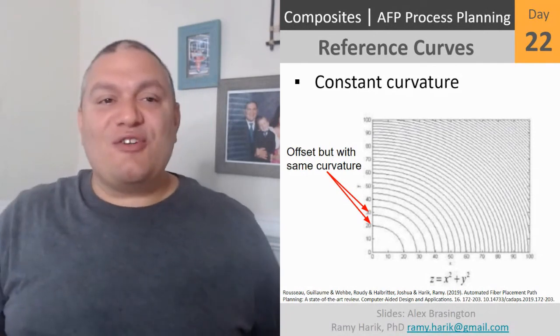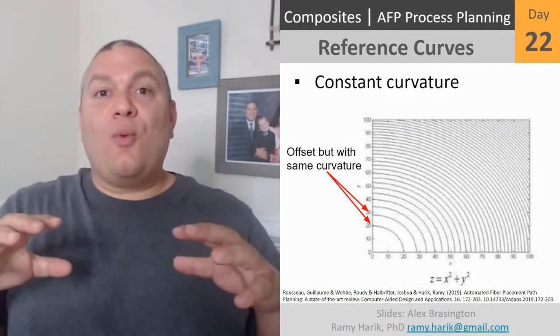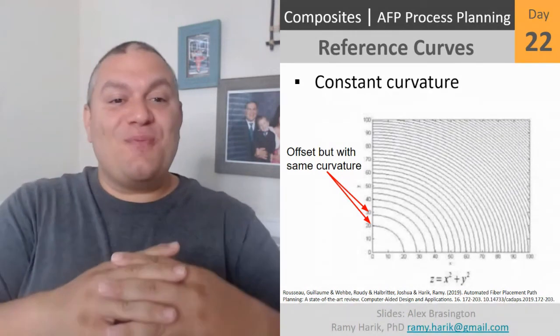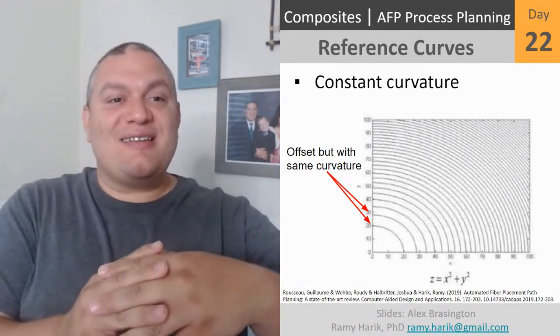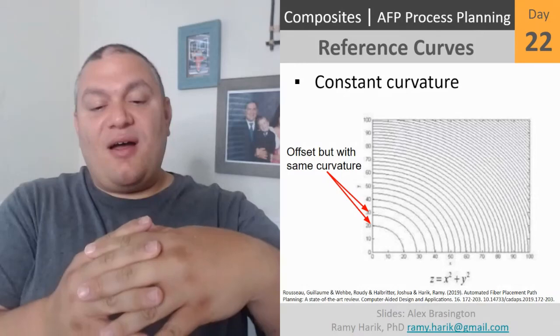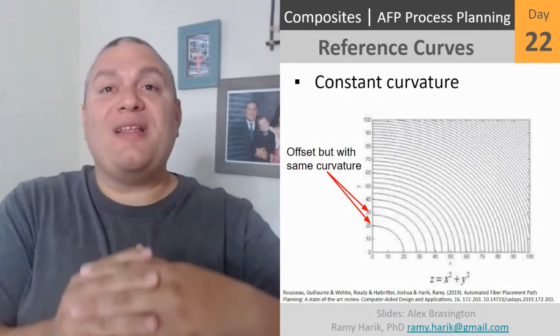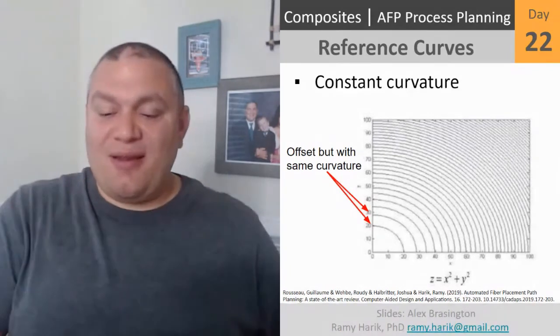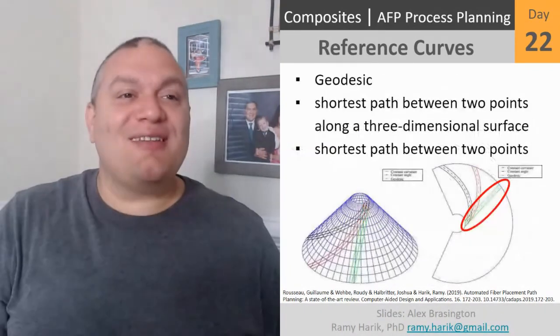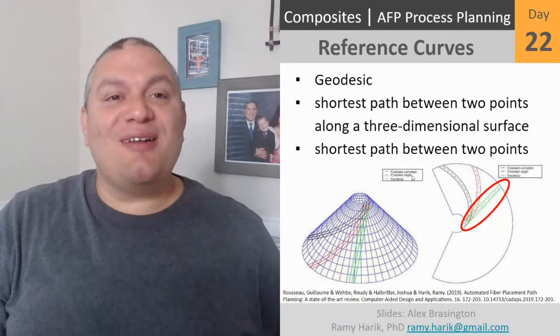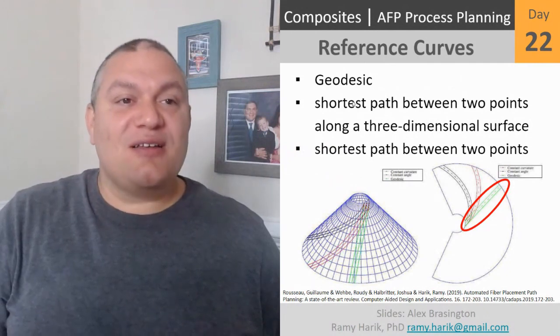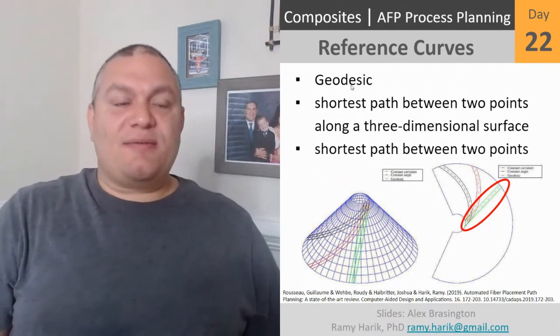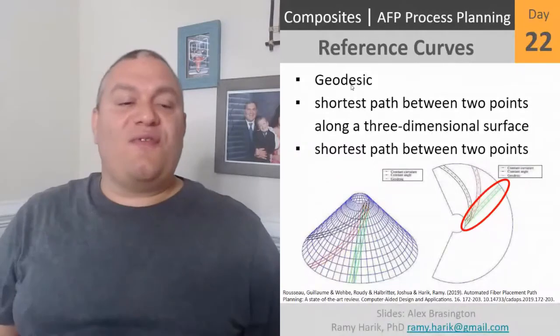So basically, this constant curvature is when, instead of having the constant angle, you set up the geometrical property of curvature. So it's a little bit of a mid-plane between two different elements. The third one is reference curves. So the geodesic path. Take a look at this, and this is a very good example.